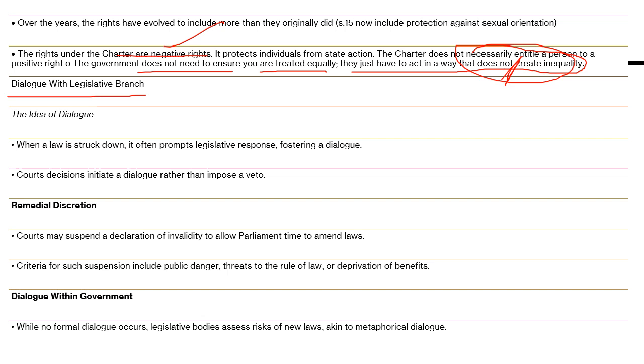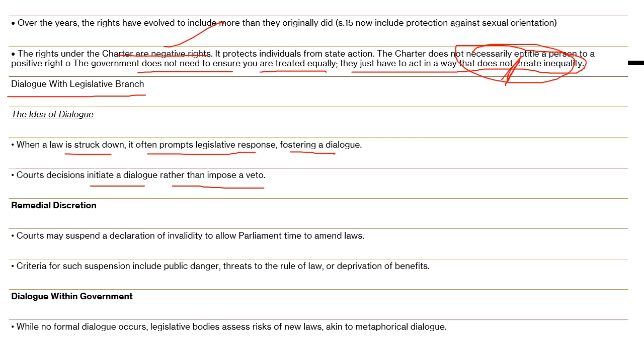Then dialogue with the legislative branch. When a law is struck down, taken off, it often prompts a legislative response, fostering a dialogue. They discuss things. So court decisions initiate a dialogue rather than impose a veto. What happens whenever a law is struck down? Usually, rather than imposing a veto or a clear-cut decision on legislation, the court gives decisions like, okay, this is unconstitutional, just look into it, take this back. So courts often have a dialogue with the legislative branch.